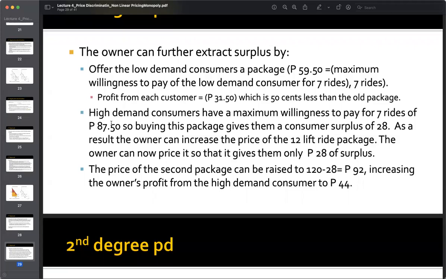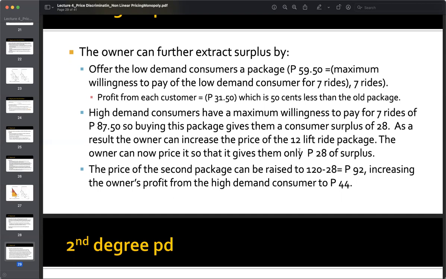So how do you get that? 87.50 minus 59.50. That's 28, for buying 7. So this just means that if you were to offer them 7, their total willingness to pay for 7 is 87.50. If they have an offer of $59.50, of course they'll say yes to that, and that's a surplus of 28, as opposed to the old one, with 120 and 12, which leaves them 0, right?